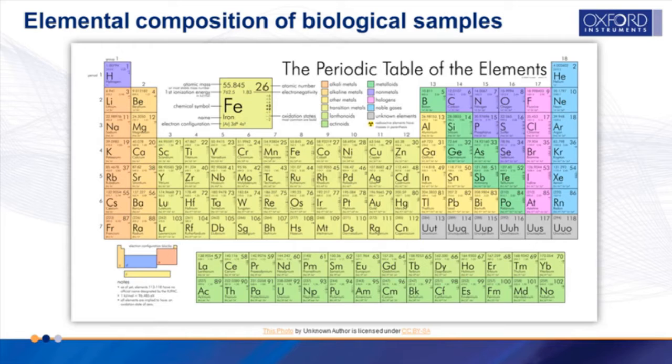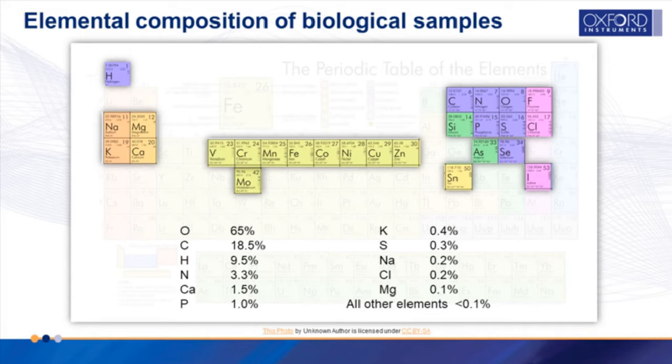I wanted to talk to you a bit about what we can expect in biological samples. Here is a typical periodic table of elements, most of which can be detected using EDS. When we come to the composition of biological samples, the table looks a lot more like this. You can see immediately that there is a reduced range of naturally occurring elements found in biological samples, and these are mostly the lighter elements on the table.